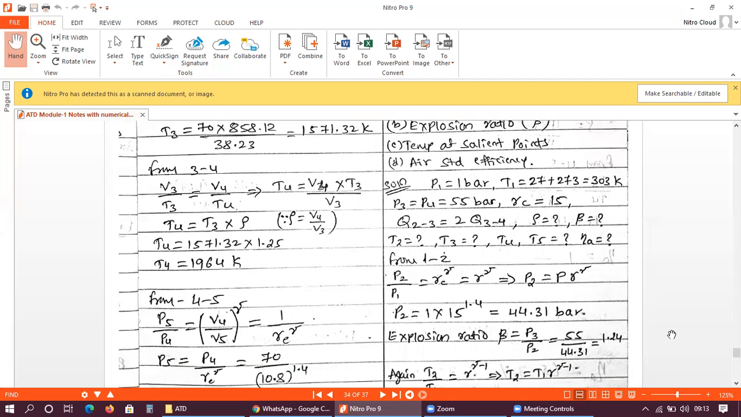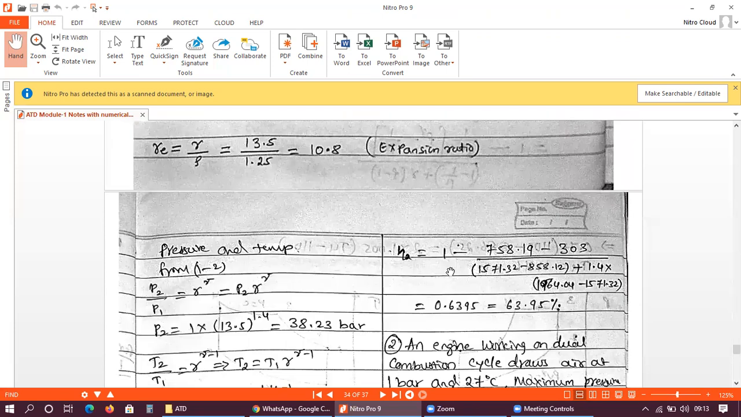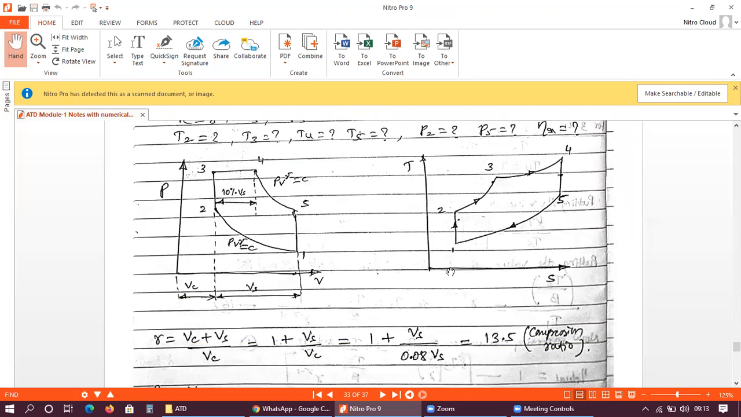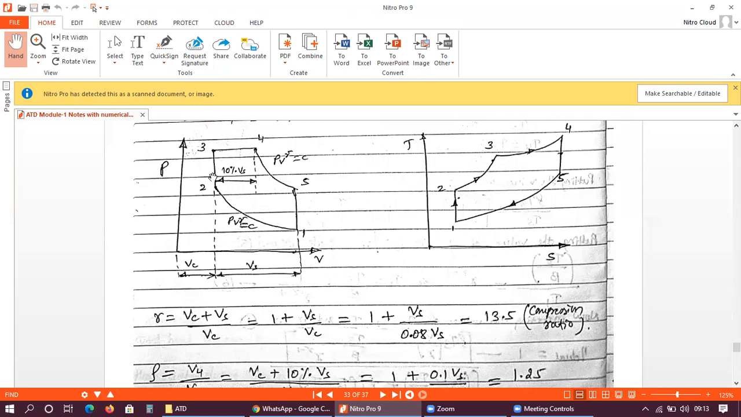Okay, now we'll go with the very first step, during the process 1 to 2. So as you can see here, this is the PV diagram. If possible, you draw this PV diagram so that it will be easy for you to understand this.